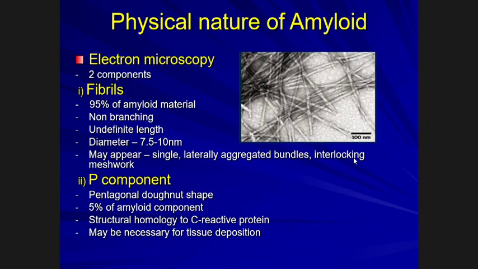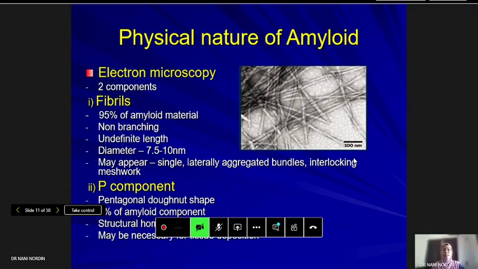In the electron microscope, it appears as fibrils. They are non-branching fibrils, can be of various lengths, but the diameter is more or less 7.5 to 10 nanometers. They can appear singly, or as aggregated bundles or interlocking meshworks, but they appear as fibrils, which form the main part of the amyloid protein.